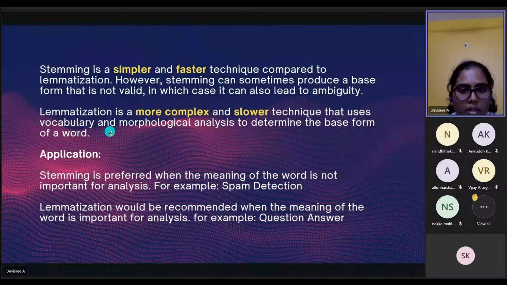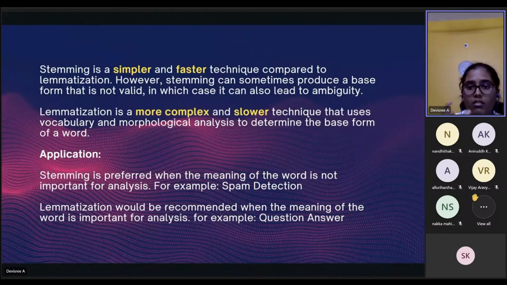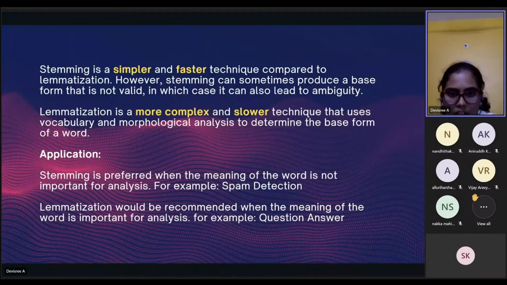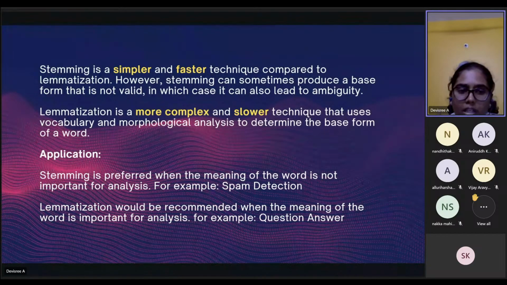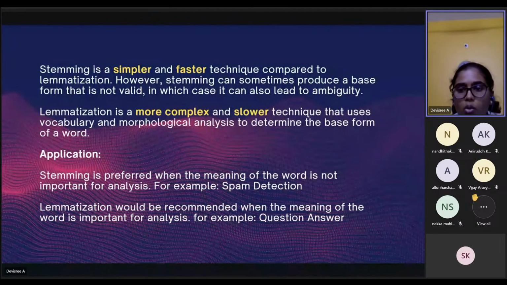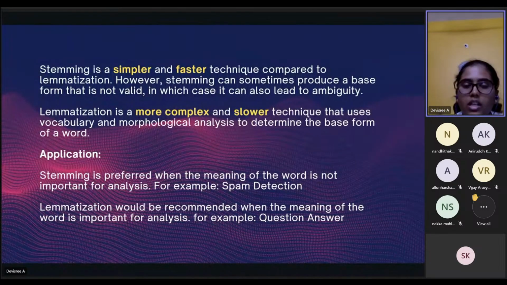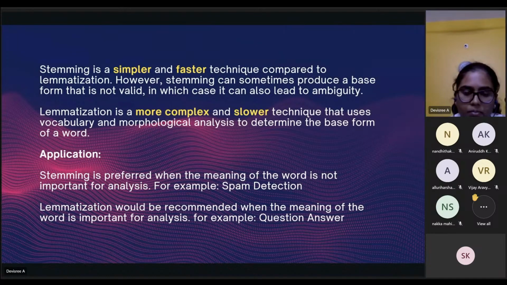Stemming is simpler and faster. But sometimes it can lead to a base word which is grammatically incorrect, as we've seen in the previous case, which leads to ambiguity. But lemmatization is more accurate and grammatically correct. It results in a grammatically correct word, but it is more complex and a slower technique.